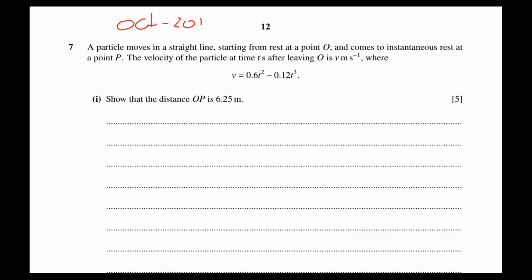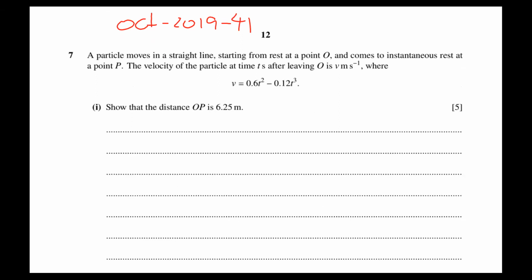Okay, variant is 41 exactly, and the question number is 7. Topic is kinematics. A particle moves in a straight line starting from rest at O and comes to rest at a point P. It means at the starting point velocity is 0 and at the ending point velocity is again 0.